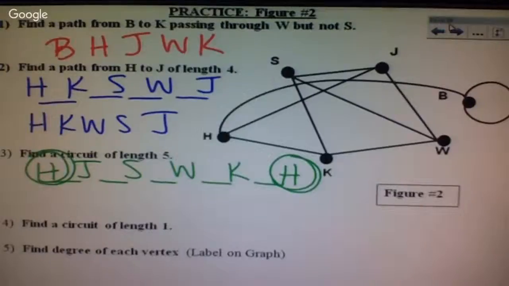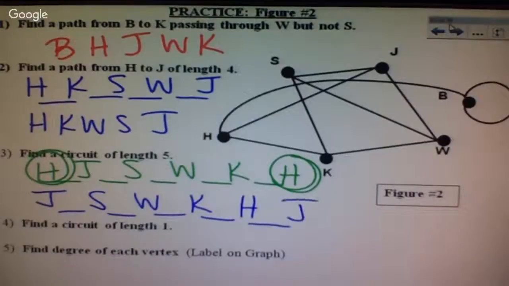We're actually going to talk about this in the next chapter, but I could have also started at J and followed this same exact circuit. I would just end at J. So I could have gone from J to S, S to W, W to K, K to H, and H back to J. I could have started at S. I could have started at W. I could have started at K. I could have also done this in reverse order. I could have gone from H to K, K to W, W to S, S to J, and back to H. Okay? There are several different ways to complete that.